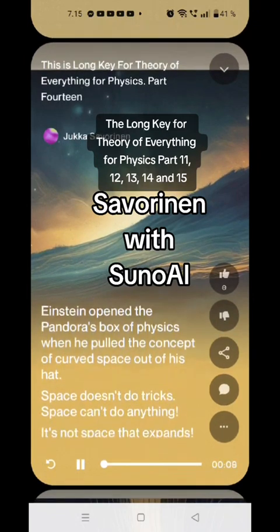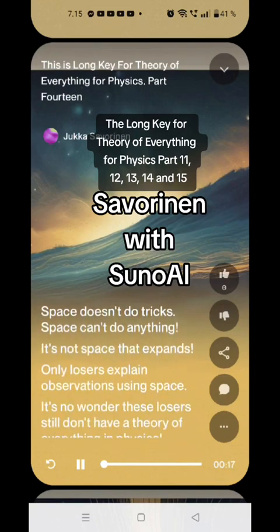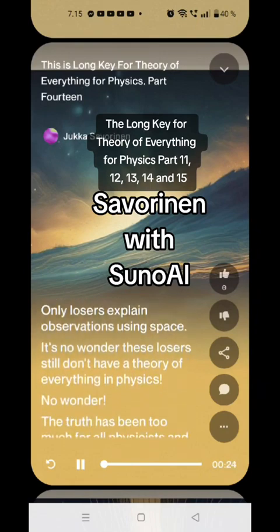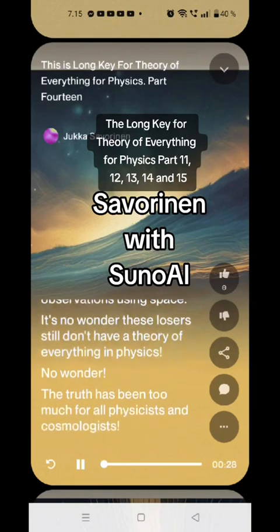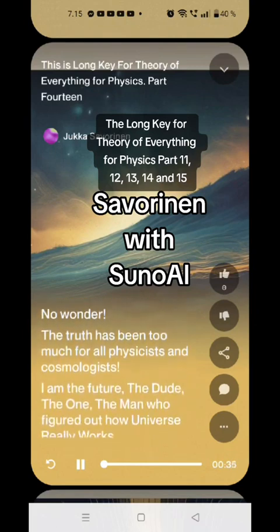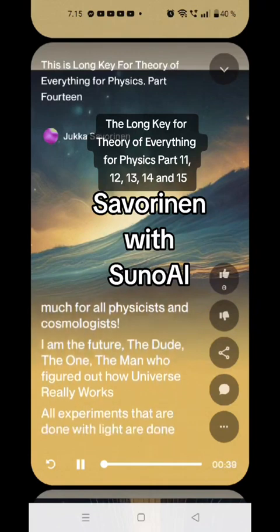Oh man, Pandora's box of physics when he pulled the concept of curved space out of his hat. Space doesn't do tricks. Space can't do anything. It's not space that expands. Only losers display observations using space. It's no wonder these losers still don't have a theory of everything in physics. No wonder. The truth has been too much for all physicists and cosmologists.